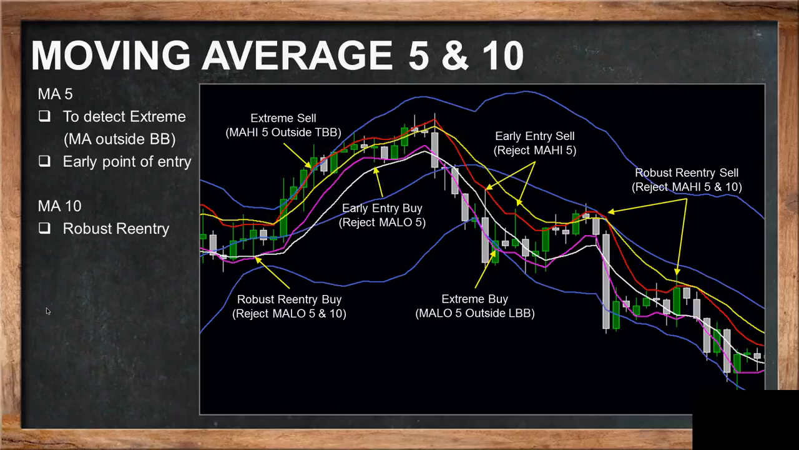The other function of the MA5 is the early point of entry. We already talked about this earlier on: every time the candle rejects MAHI5 or MALO5, that's an early point of entry for sell or buy. As you can see over here, the market rejects MAHI5, so this is an early sell, and as well over here. So this is an early re-entry sell.